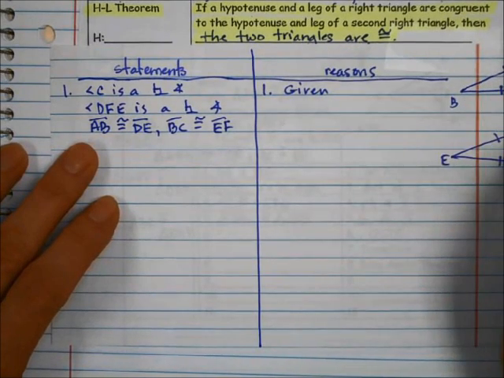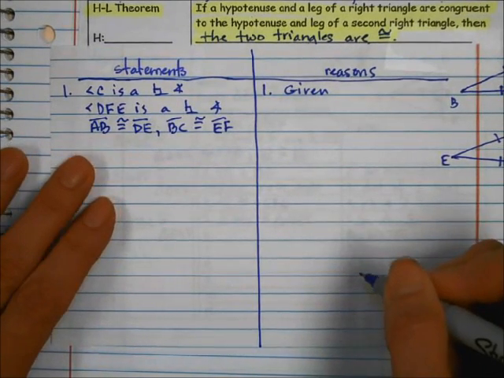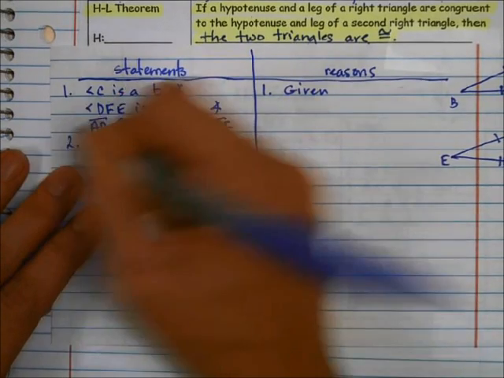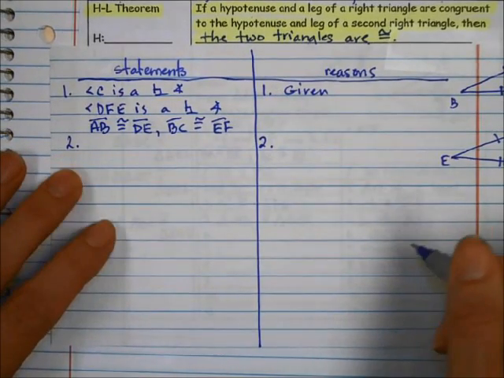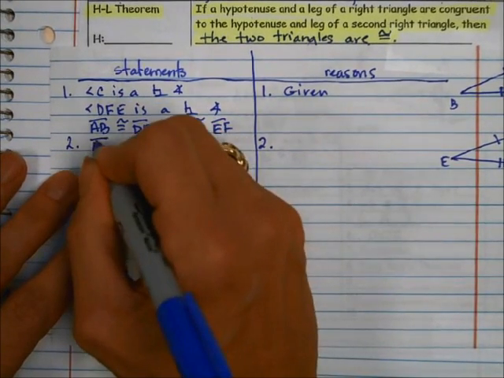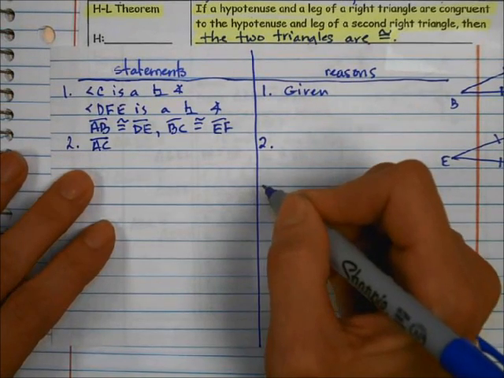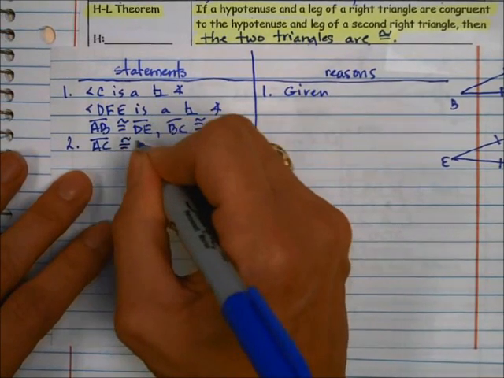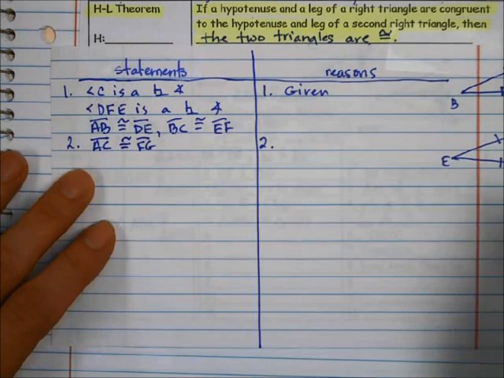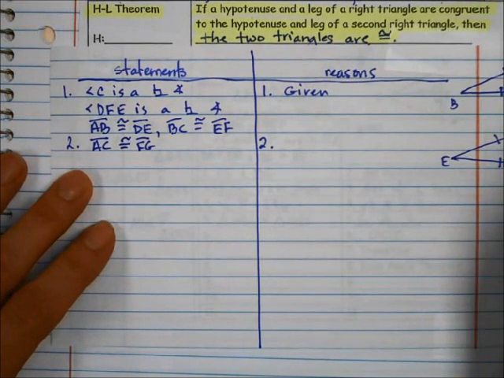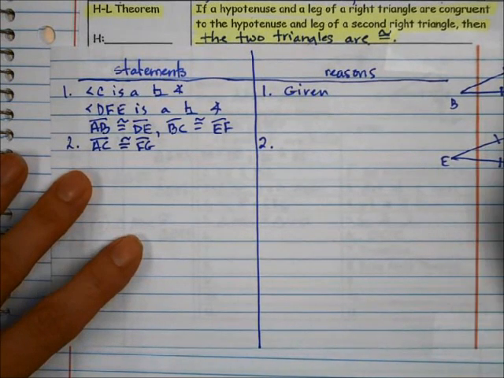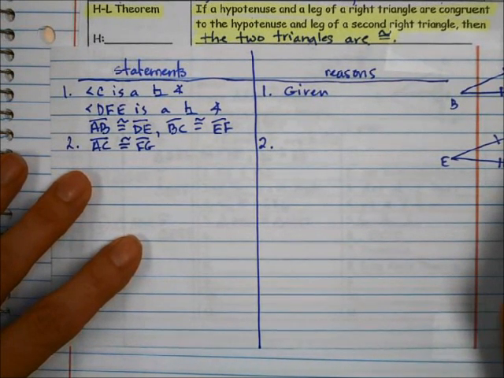So I know that this segment is congruent to this one. Alright, so here we go. Number two. We're going to construct AC so that it is congruent to FG. AC is congruent to FG. So that means we're going to need to construct a G.